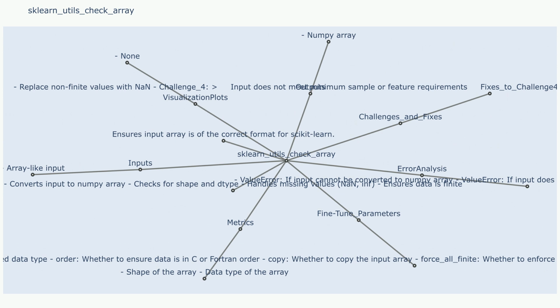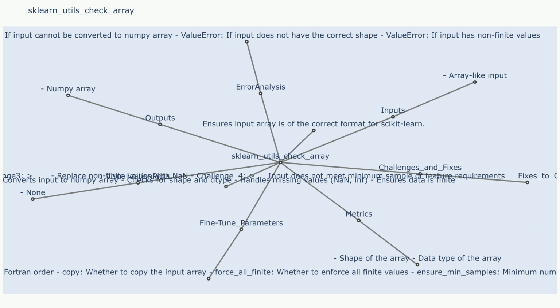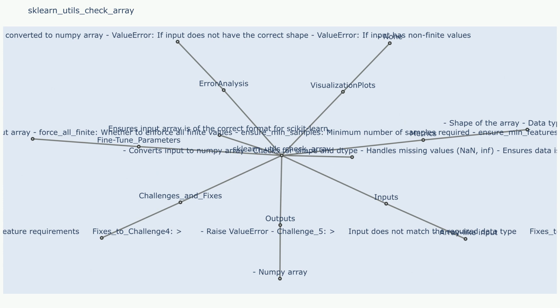Metrics: not applicable. Visualization plots: not applicable. Fine-tune parameters. accept_sparse: control whether sparse matrices are acceptable as input. dtype: specify the desired data type for the input array. ensure_2d: ensure that the input array is reshaped into a 2D array. allow_nd: allow multi-dimensional arrays, more than 2 dimensions, as input. ensure_min_samples: specify the minimum number of samples (rows) required. ensure_min_features: specify the minimum number of features (columns) required.